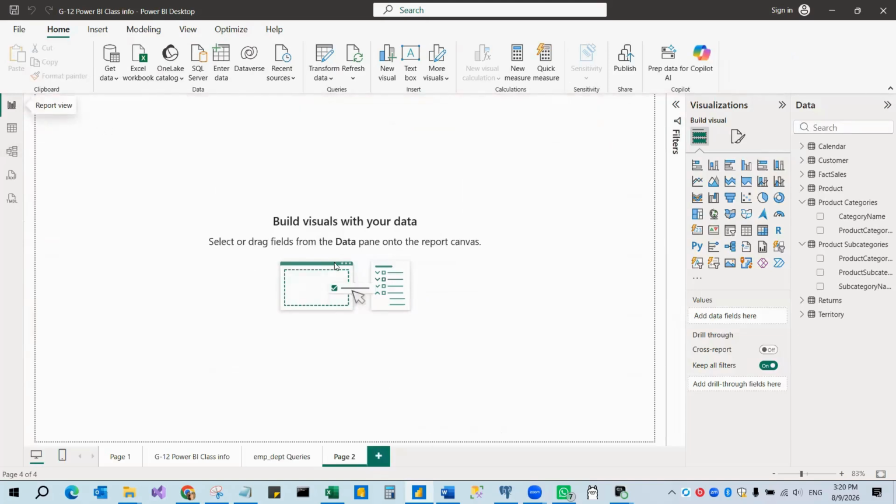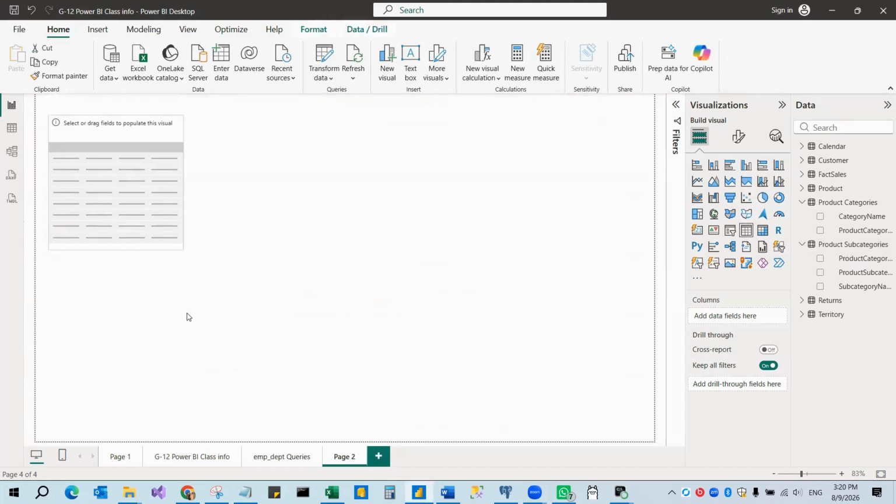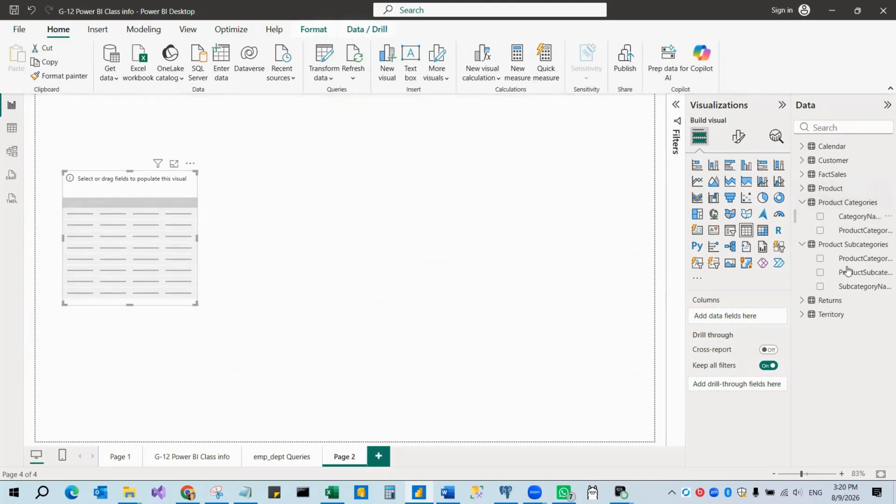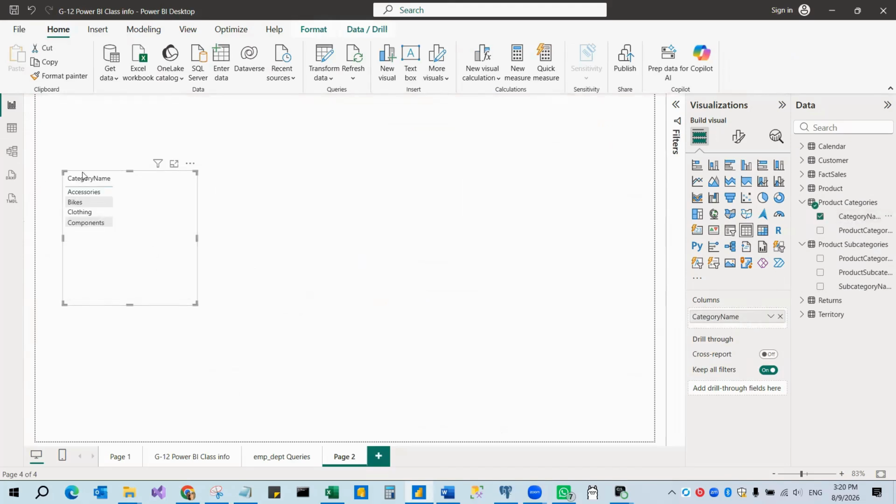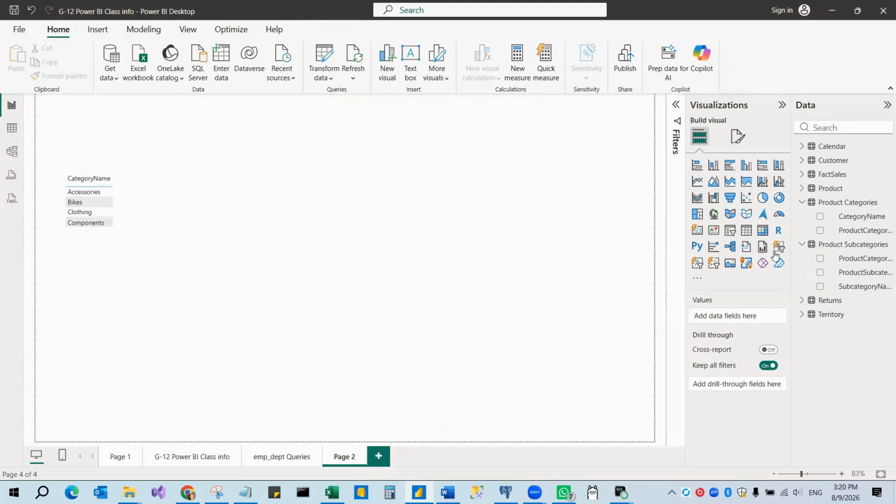report view, and over here, to show that, you can simply take a table. Then I can put over here product category and subcategory. Only these two tables I'm talking about. Product category has a product name, so I'm putting product name. So I have only four categories: accessories, bike, clothing, and components.